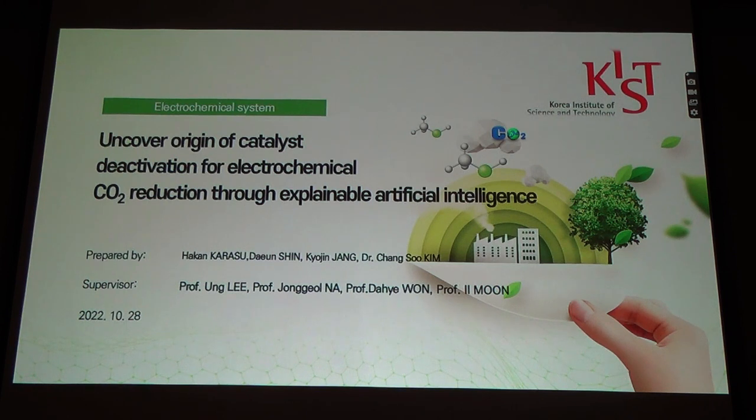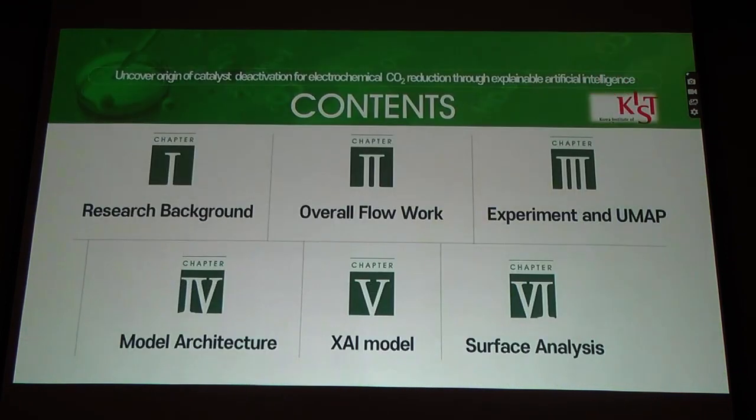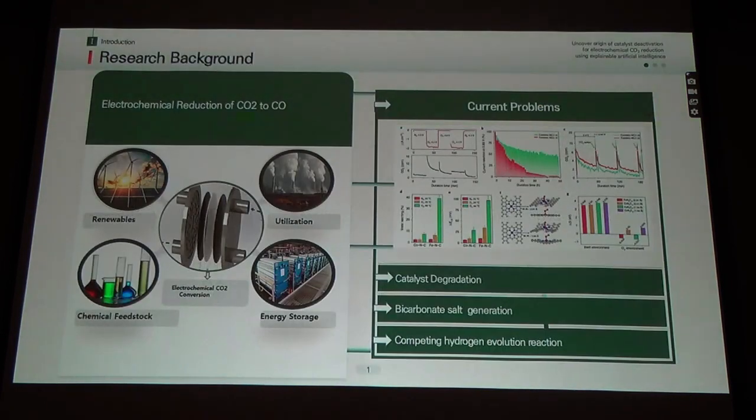So today I'd like to talk about electrochemical deactivation for electrochemical CO2 reduction, implementing explainable artificial intelligence. The content of the research: in the first chapter we have the research background, overall workflow, experiment, and UMAP. Then the model architecture and explainable AI model. And the last chapter will be the surface analysis of the catalyst.